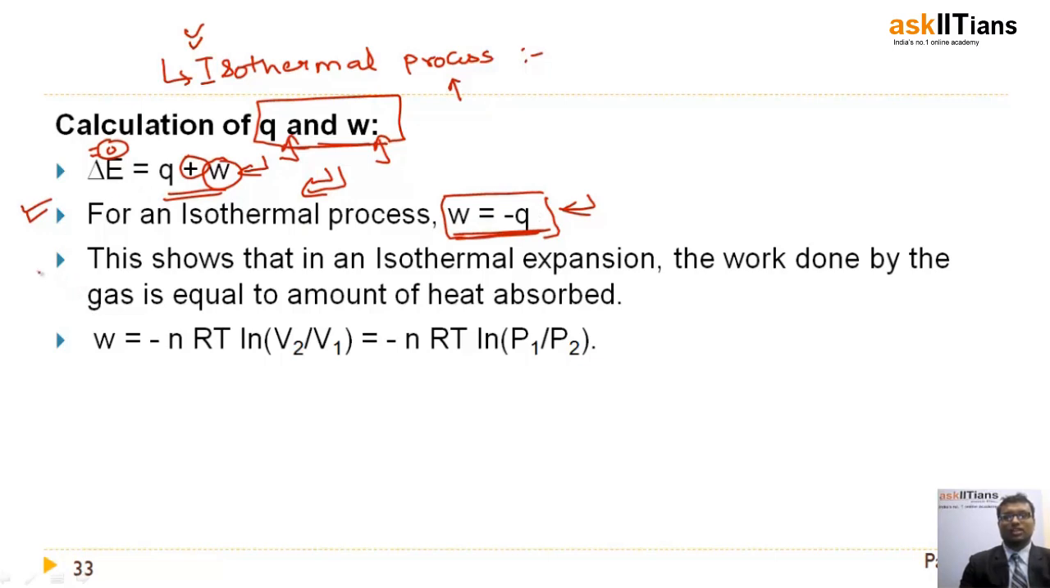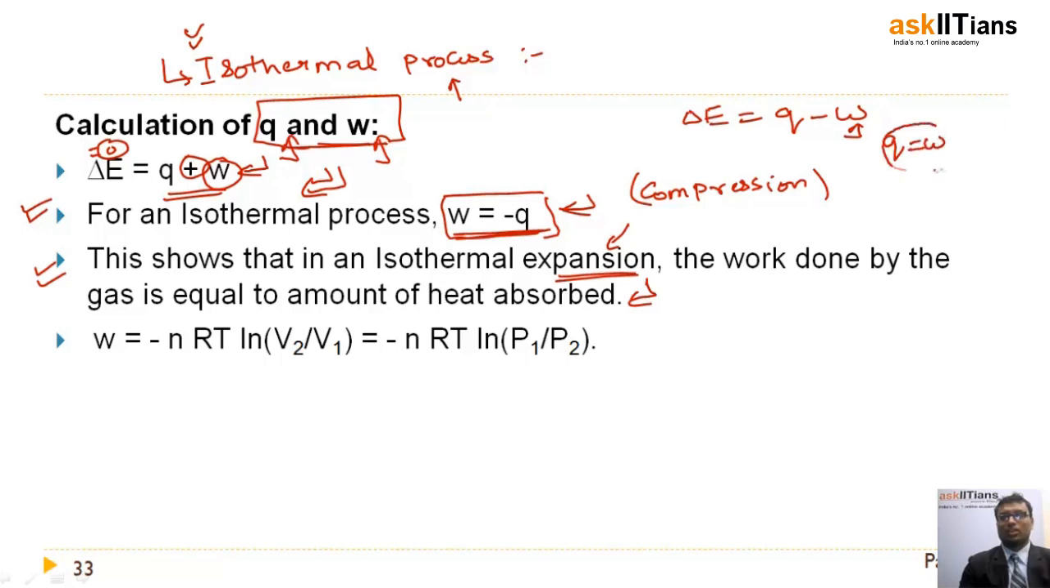So this shows that in isothermal expansion, work done will be equal to the amount of heat absorbed. If this is the compression taking place, and what happens in expansion, that too isothermal expansion? You again know the basic logic of the first law: change in internal energy will be Q minus W. It is minus W because it is expansion you are considering here. And in that case delta E will be 0 and Q will be W.